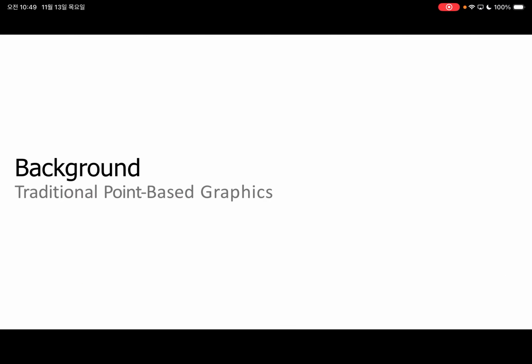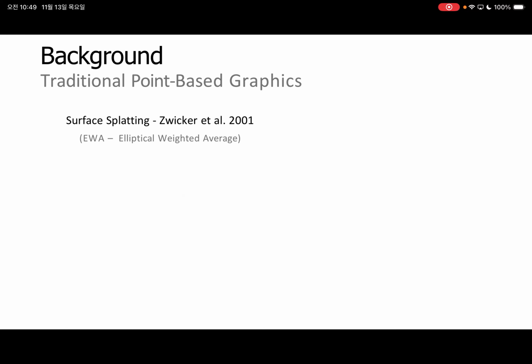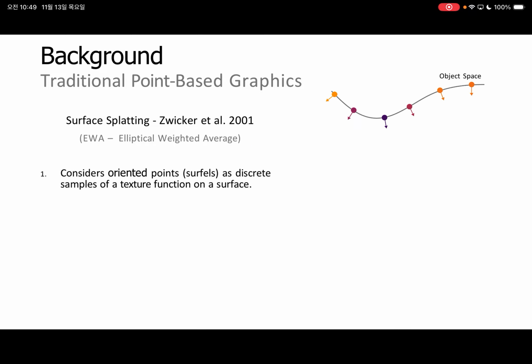But this kind of point-based rendering actually is not newly introduced in 3D Gaussian splatting. This kind of point-based graphics, point-based rendering, was introduced quite long ago. The seminal work is surface splatting, introduced in 2001. Elliptical weighted average, in short EWA. So consider oriented points. I mean, there is a point, right? There's a point, and a surface element. Surfel means the basic element of a surface.